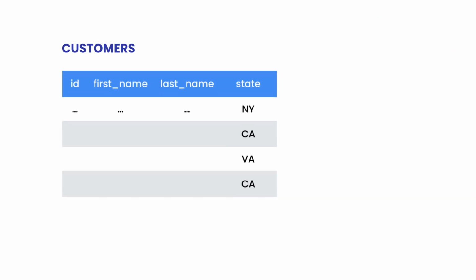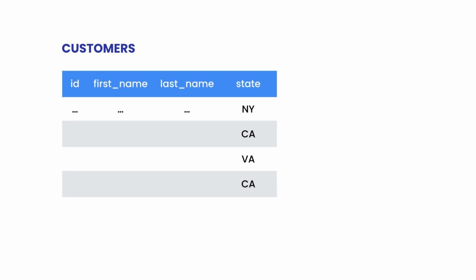Let's say we want to find customers located in California. Without an index, MySQL has to scan every record in the customers table. This is not a big deal in a small table with a few hundred or thousand records, but as our tables grow larger, the cost of this query is going to increase dramatically.